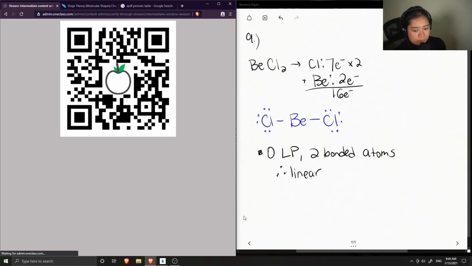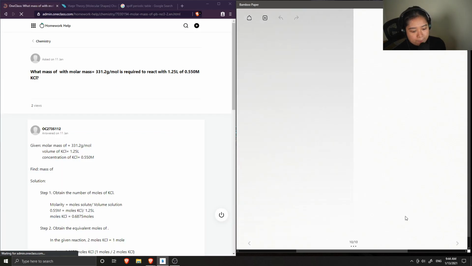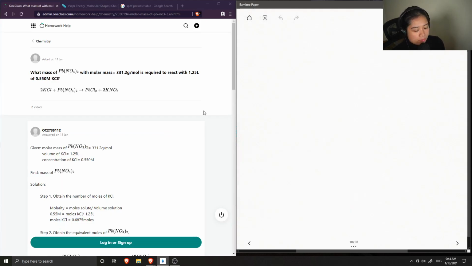Now I think we have time for one more quick question. What mass of lead nitrate with a molar mass of 331.2 grams per mole is required to react with 1.25 liters of 0.55 moles per liter solution of potassium chloride? Okay, so they already gave us a balanced chemical equation, so this will help us answer the question.